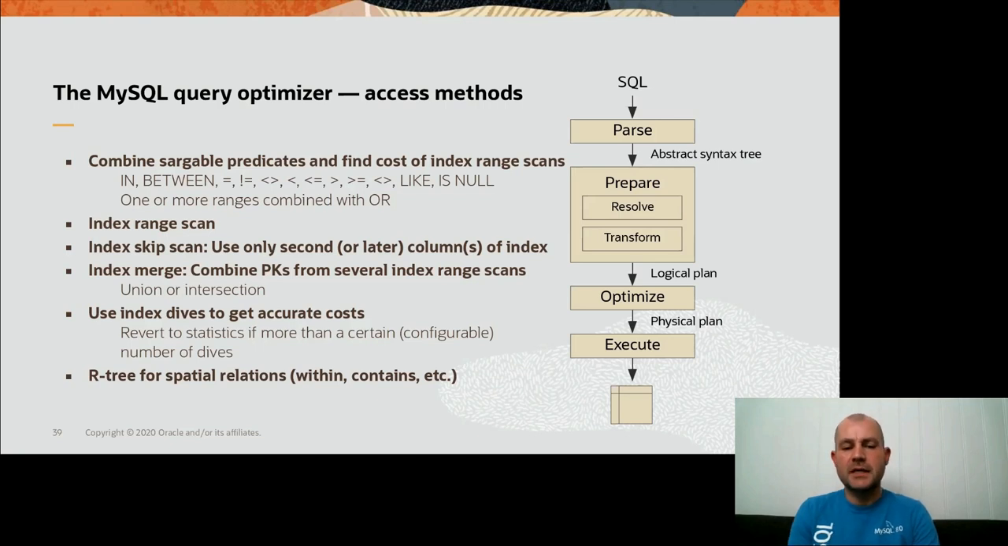Or it can do index skip scan, which was actually a feature that Facebook contributed to us. So if you have an index on A, B, and C, but your predicates are only on B and C, we can skip from the first value of A to the second and do the ranges on B and C. This, of course, depends on how many distinct values of A there are, but we have that statistics. So we can do a cost-based decision on using this one.